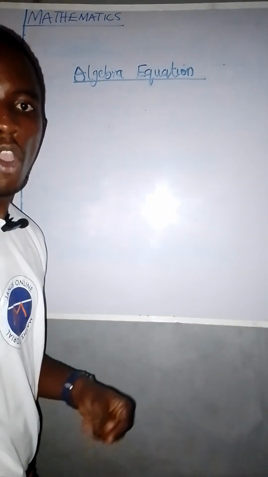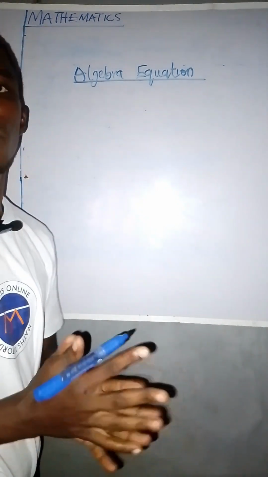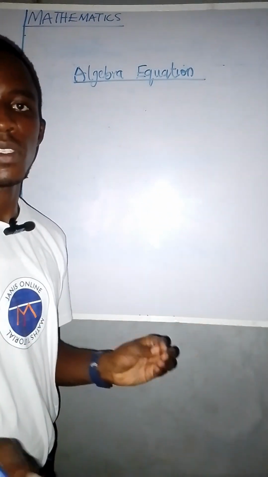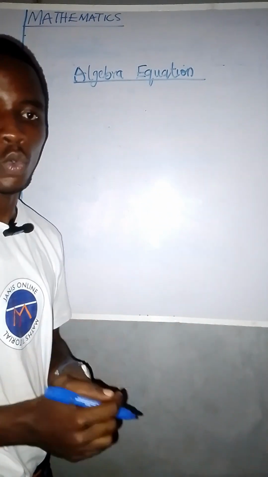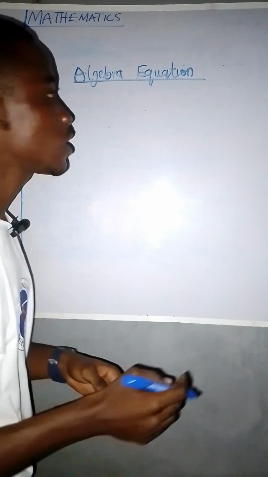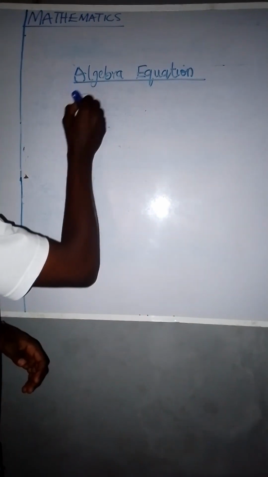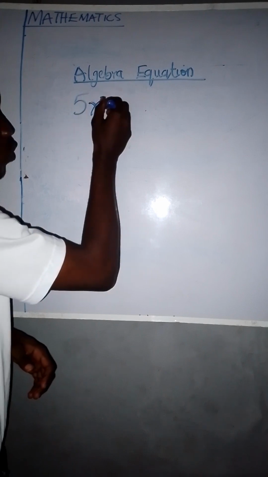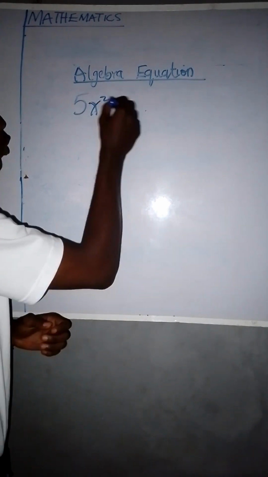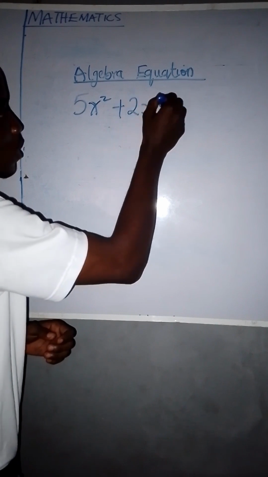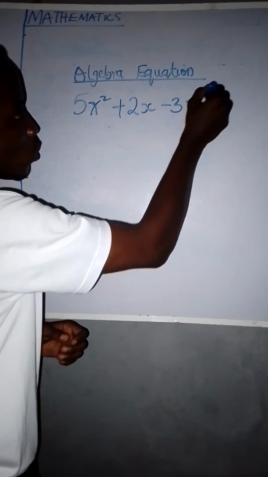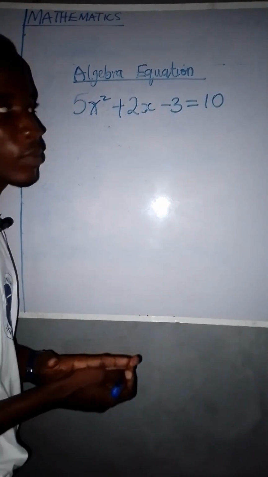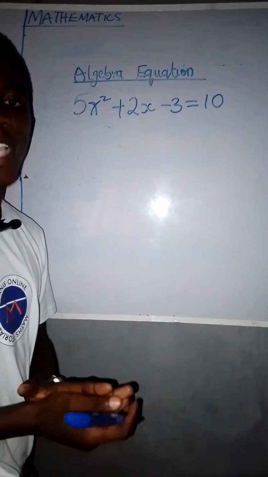Okay, so let's look at this example and we'll give you an explanation of all the terms in an algebraic equation. So in an algebraic equation, let's say for instance we have 5x squared plus 2x minus 3 equal to 10. So this is an equation. Why is it an equation?